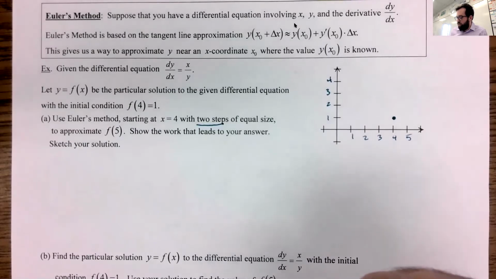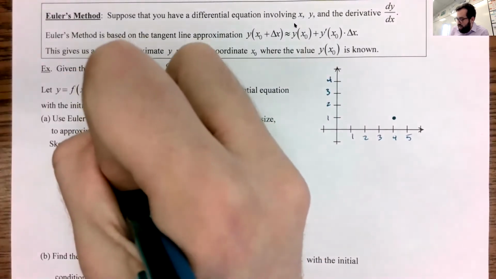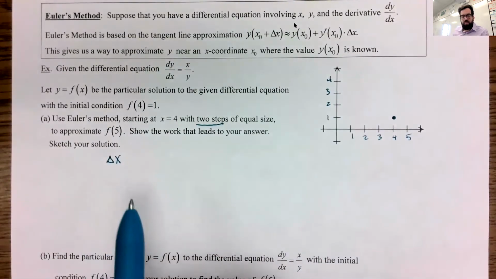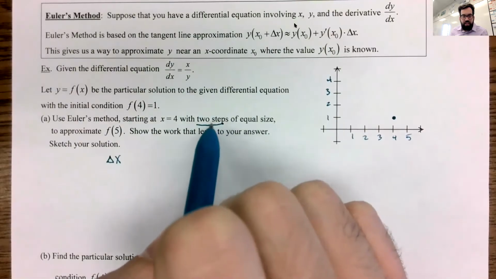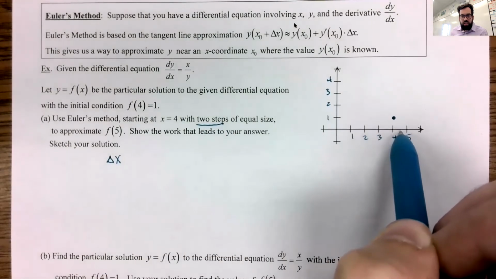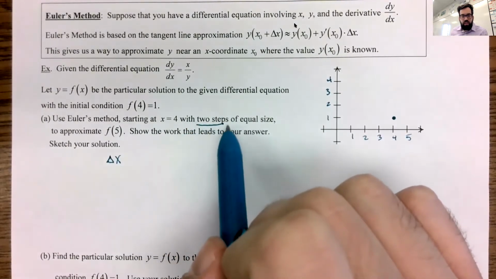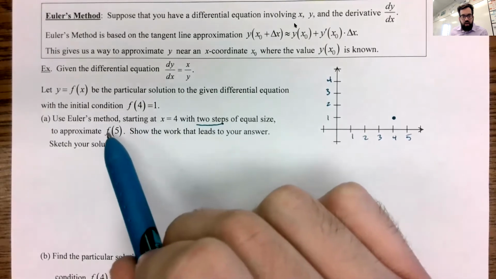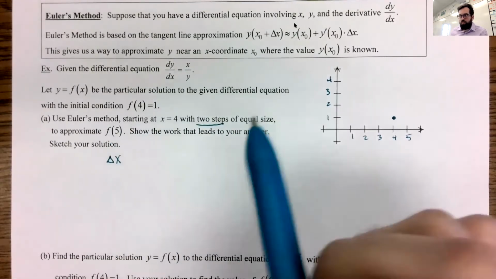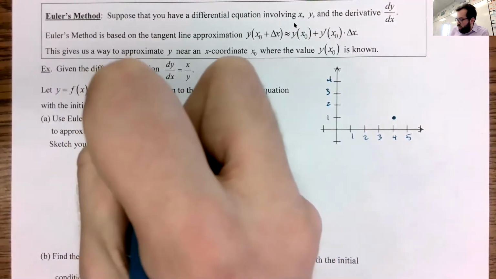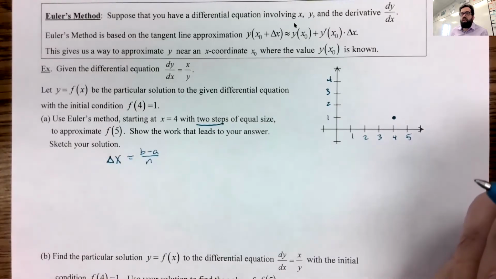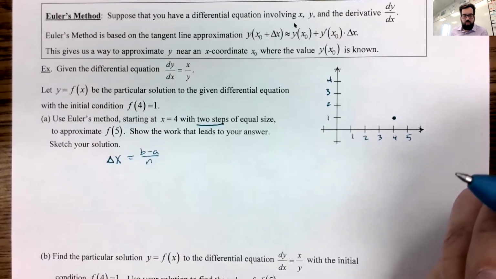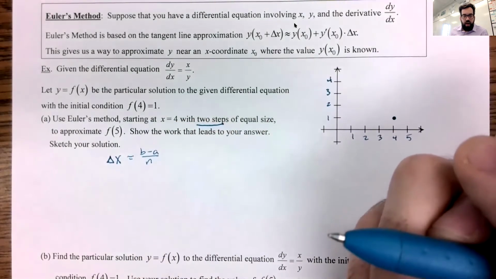So the first step in any of these is to find out what your delta x is. Delta x means change in x, and that is talking about how big each step is. So how much are we going to be changing the x value to get to each step in our approximation pattern here. The way to find this, and it's the same thing that you did back in the olden days when we used to do Riemann sums, is b minus a all over n.